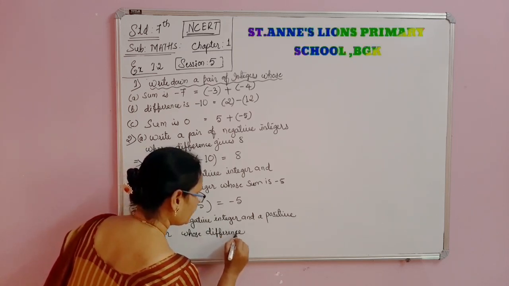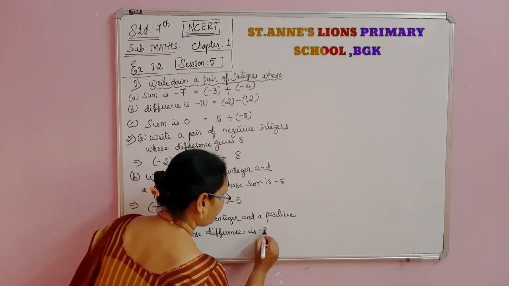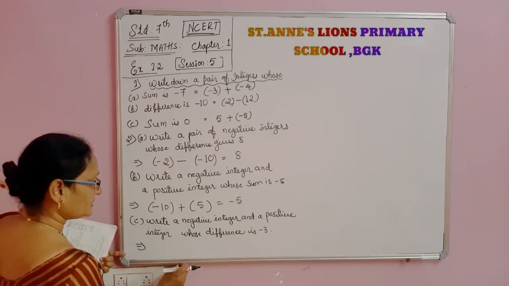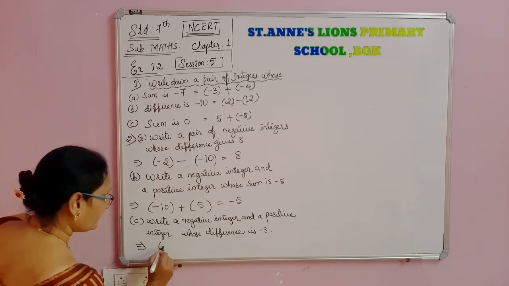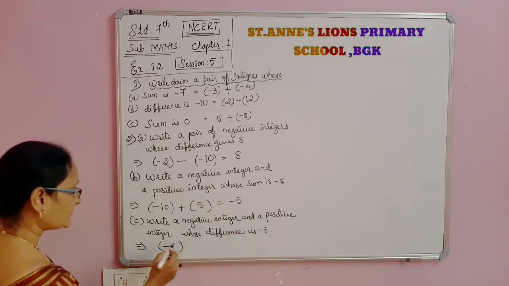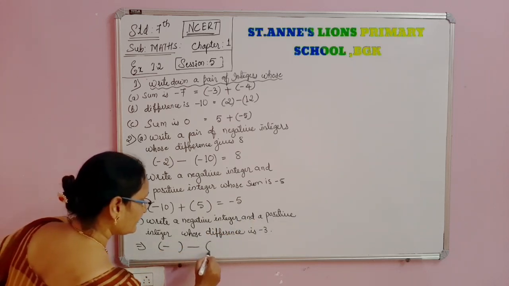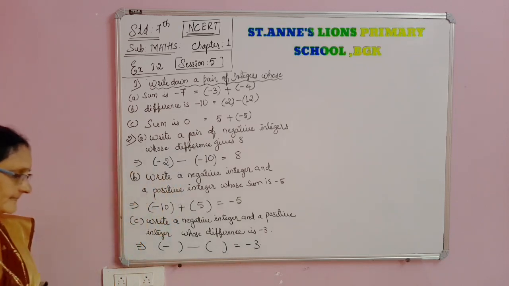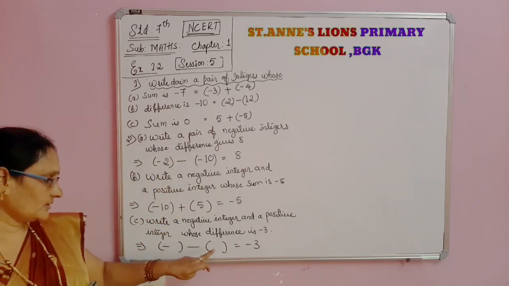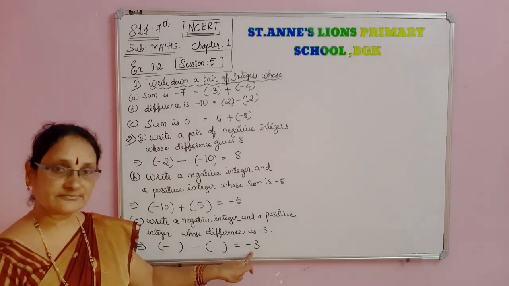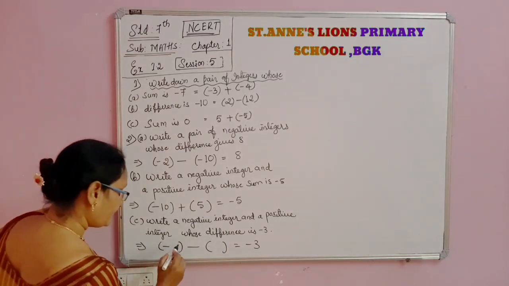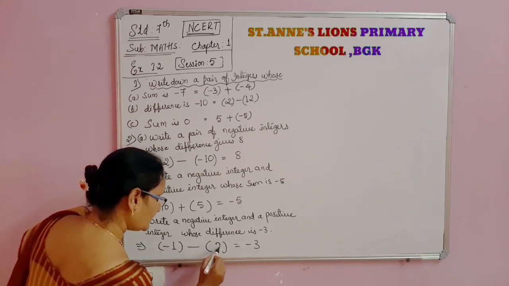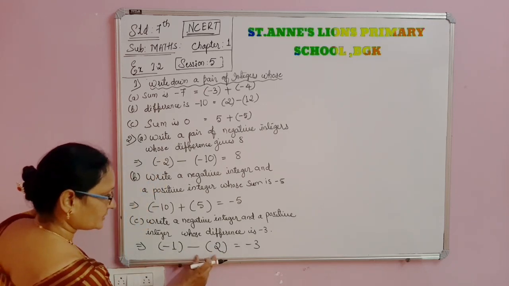Whose difference is minus 3. See here. First, write a negative integer and a positive integer whose difference is minus 3. Now we can take here minus 1 and positive integer 2. Minus 1, minus 2, minus 3.